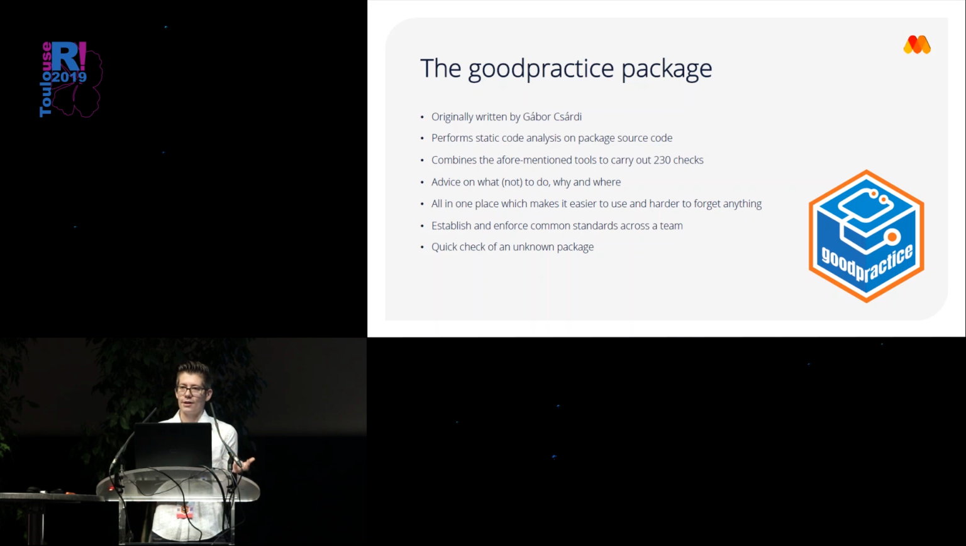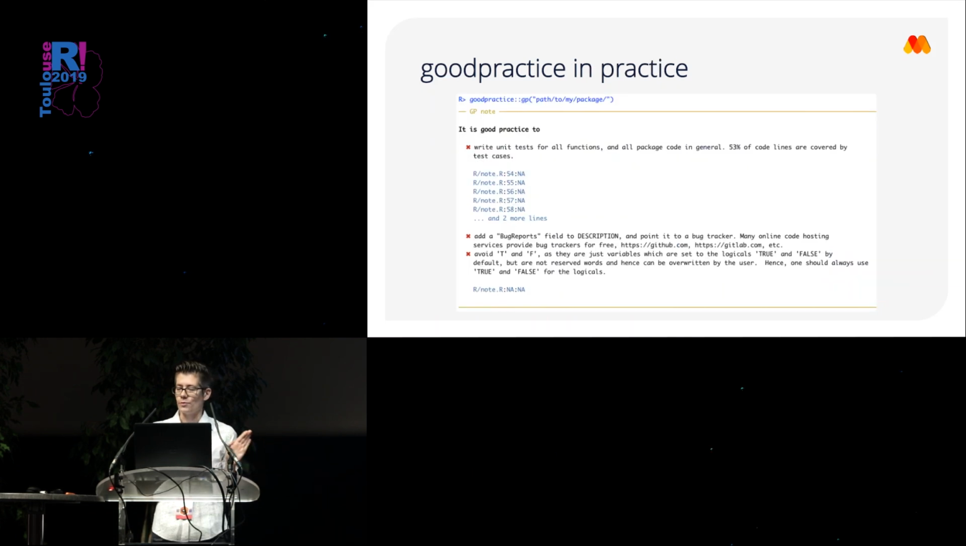And if you work in a team, you can sit down and establish your standards beforehand and then use goodpractice to help hold everyone to those standards. So if you want to use it, you just need the gp function from the package, feed it the path to the source code, the raw version, not the packaged one, and you get an output like this, telling you that your test coverage is 53%, so that could be improved. It tells you that, for example, in the node.R file, the following lines are still untested. It reminds you to add a bug reports field to the description so that people know how to let you know what you still need to fix.